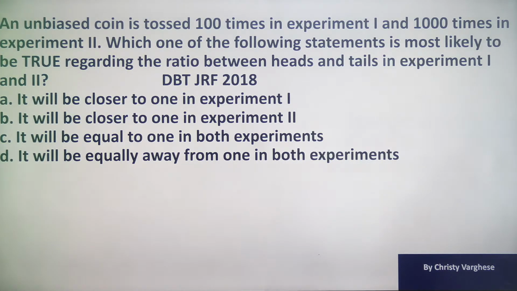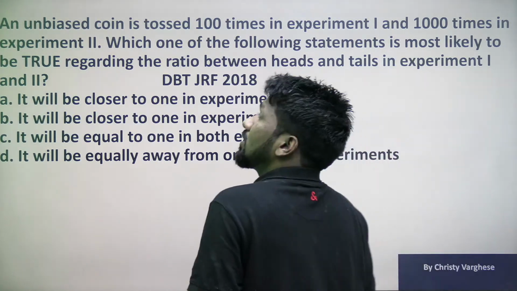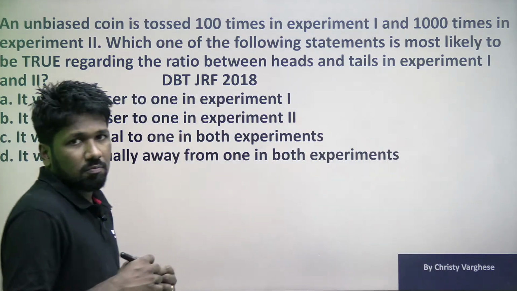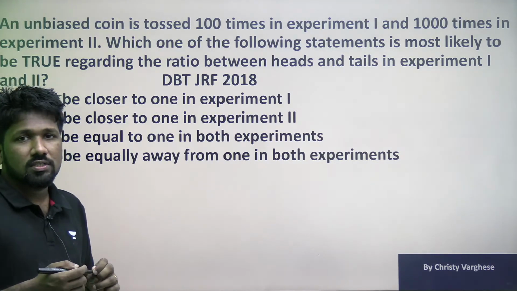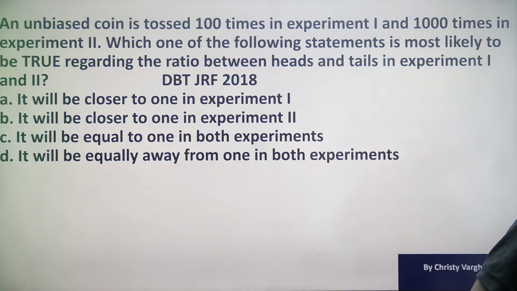Okay, so I will explain this question. This question is actually checking your basic understanding of probability. An unbiased coin means it is a fair coin. Both sides have an equal chance. Head probability will be 50%, tail probability will be 50%. A normal coin itself.